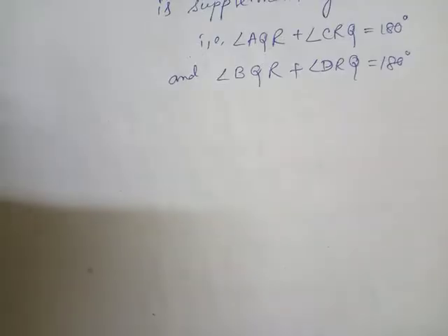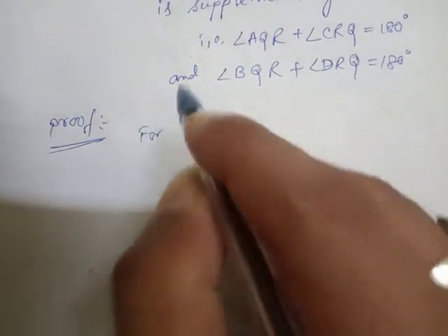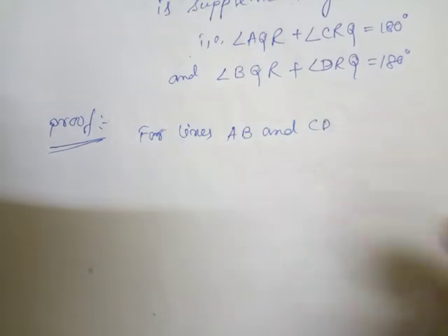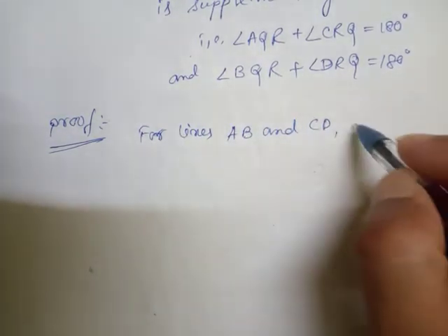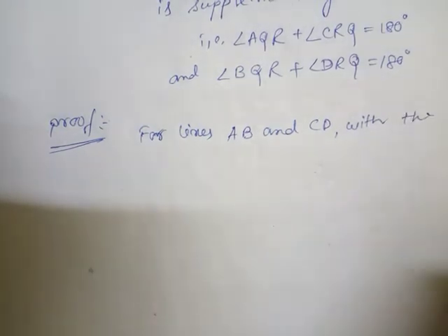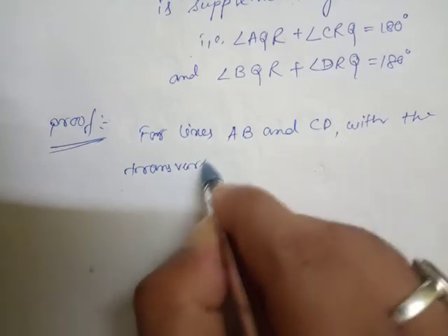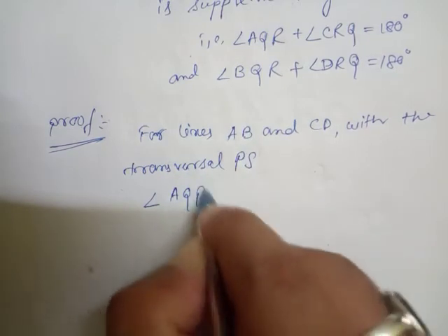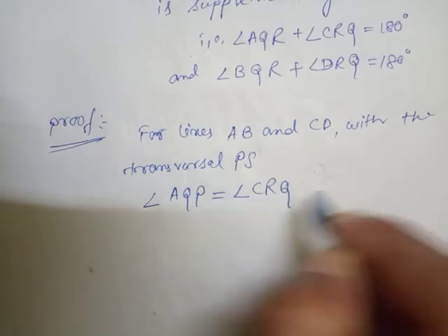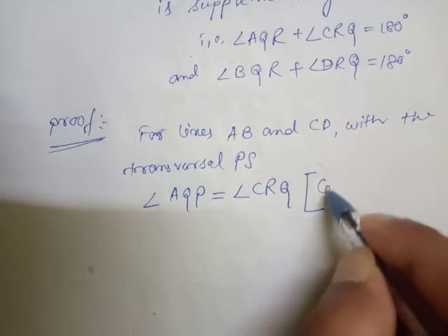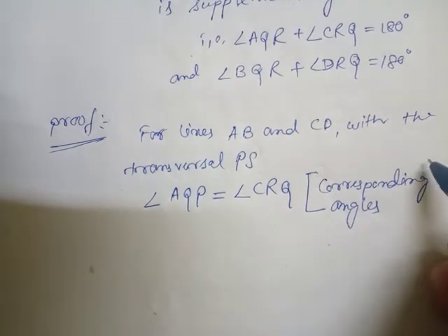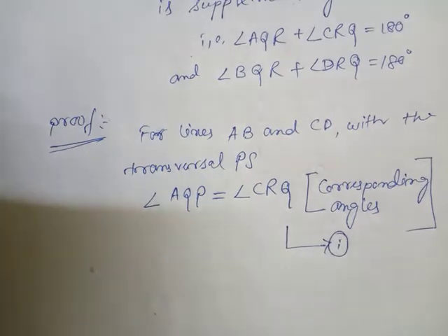After that, look, student, the proof will now start. For lines AB and CD with the transversal PS, angle AQP equals angle CRQ (corresponding angles), and this is our equation number 1.